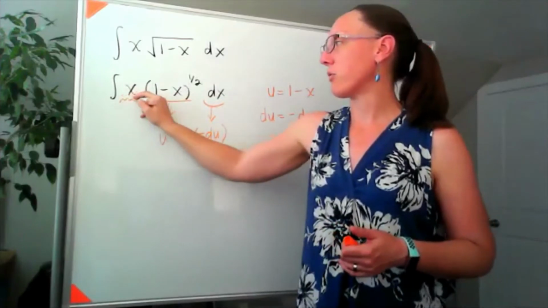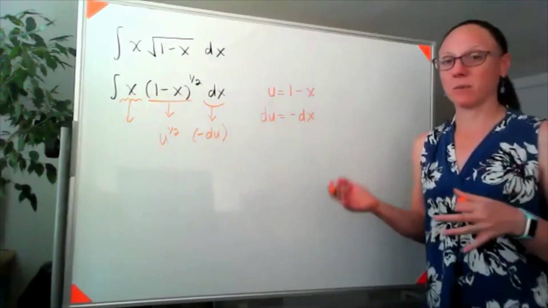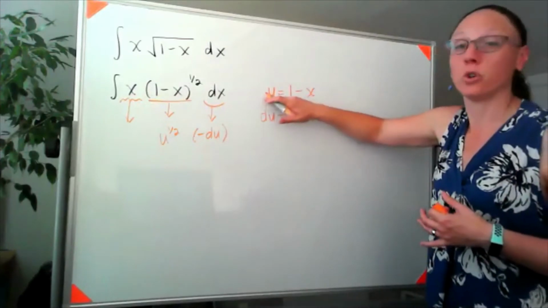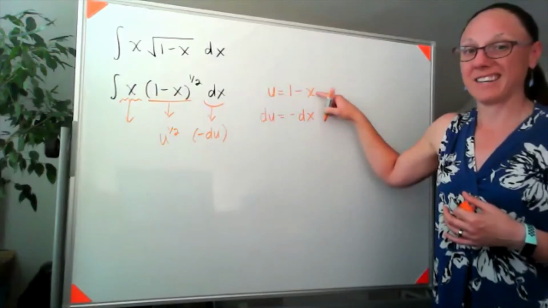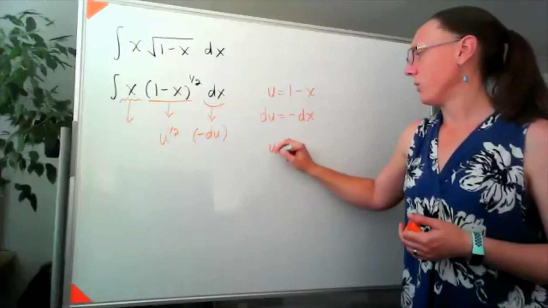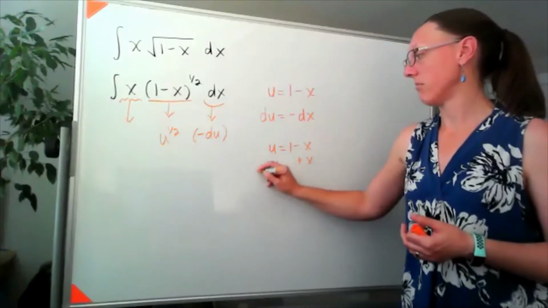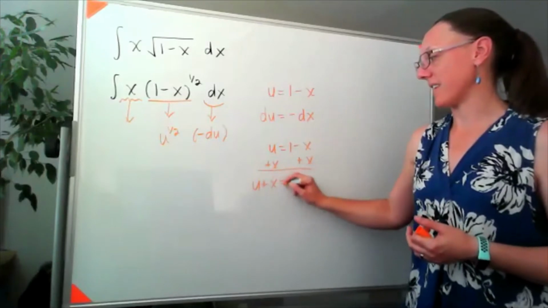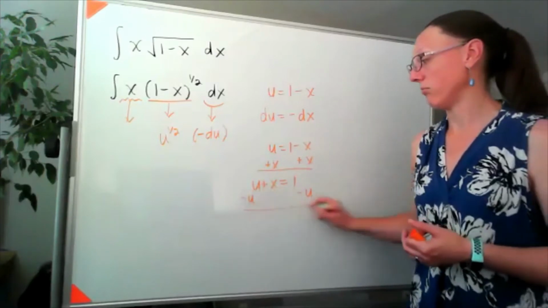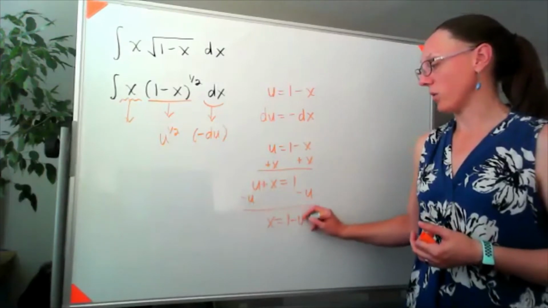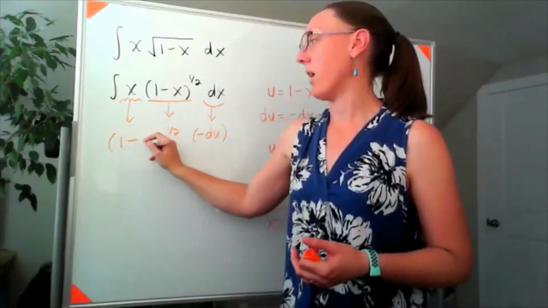But we won't have translated the x yet. This is sometimes called a back substitution, where I need to go back to what u equals and solve this equation to get the x by itself. Well, if u is equal to 1 minus x, then I can add x to both sides and have u plus x is equal to 1, and get the x by itself by subtracting u. So x is equal to 1 minus u. I'm going to come in here and fill in the 1 minus u.